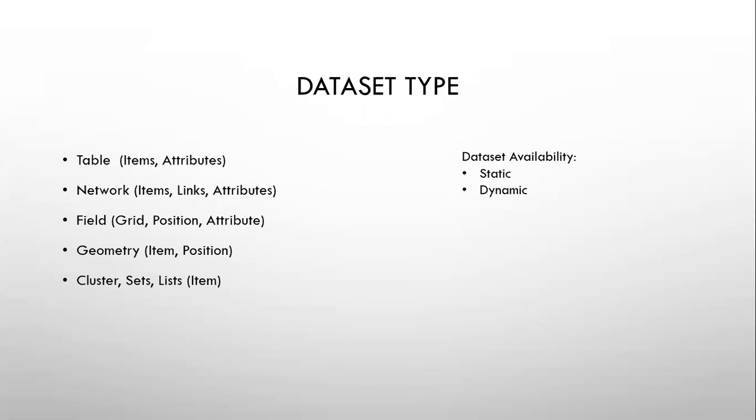The dataset also has a property called availability, which is presented as static or dynamic, which means whether the dataset is available all at once or not.